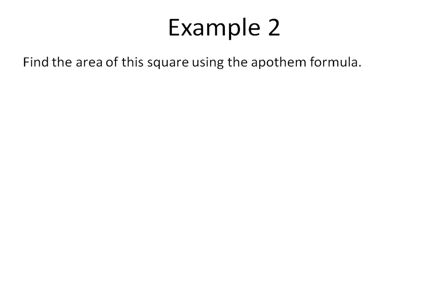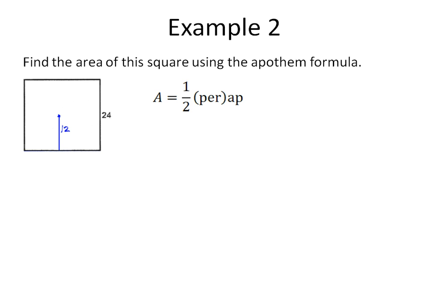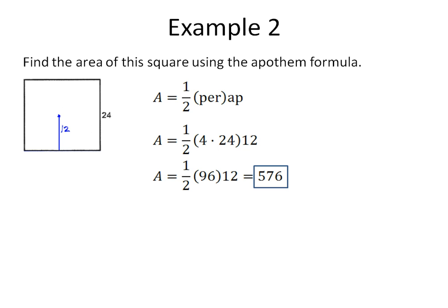Okay, example 2, they want us to find the area of this square using the apothem formula. So here's what we have. They gave us the length of a side is 24, which means that the apothem has to be 12. So what we're going to do is, once again, the area is equal to 1/2 of the perimeter times the apothem. So the area is equal to 1/2 of 4 times 24 times 12, which is 1/2 of 96 times 12, which is 576.